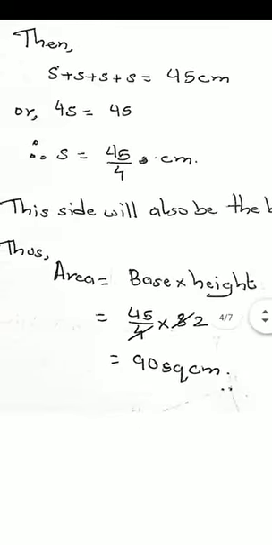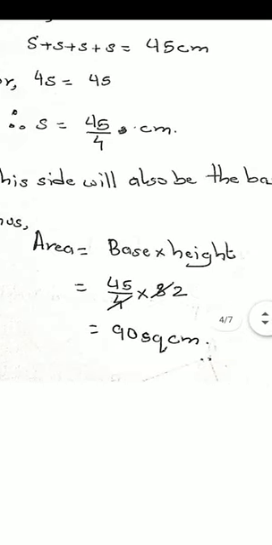If you see a diagram of a rhombus, its side will also become the base of that rhombus, because all the sides in the case of a rhombus are equal. So I can say the area equals base into height. Base I have found as 45 by 4. I have taken one of the sides as base, into height, which is anyway given as 8.